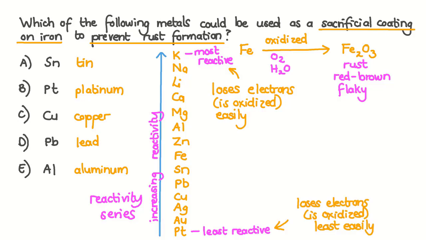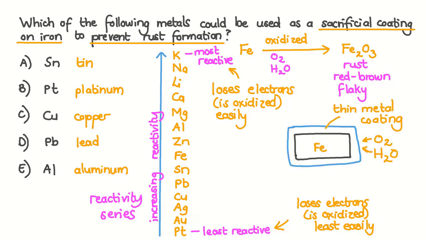Platinum at the bottom of the list is the least reactive. It loses electrons or is oxidized the least easily. Platinum and gold are inert and unreactive under normal conditions. Under normal conditions, they are not oxidized. When a thin metal coating is placed on iron, oxygen and water are prevented from coming into contact with the surface of the iron and thus prevents it from rusting.